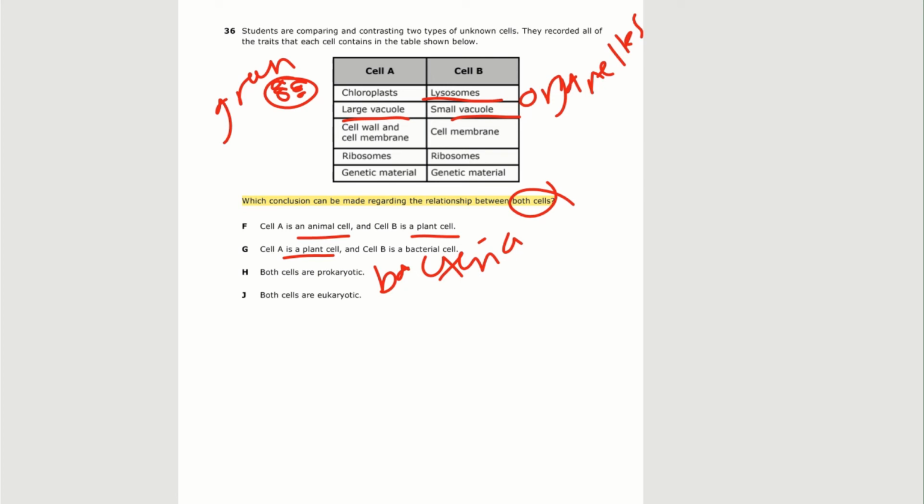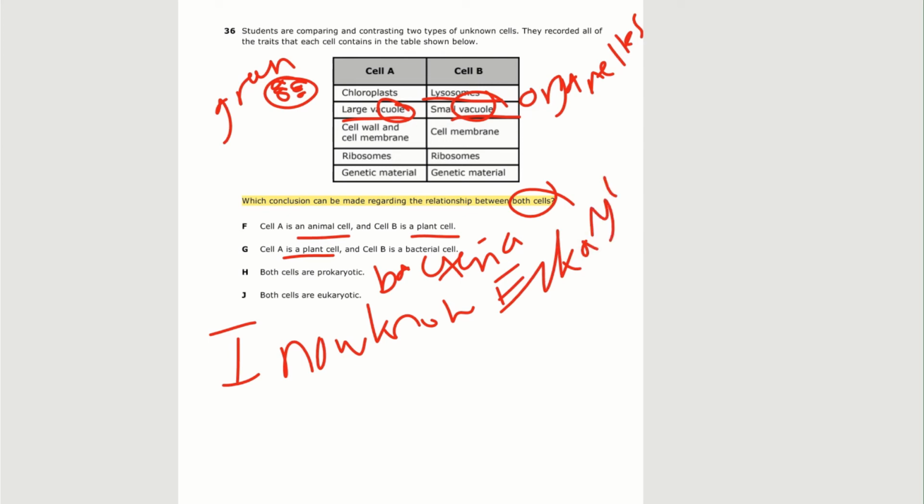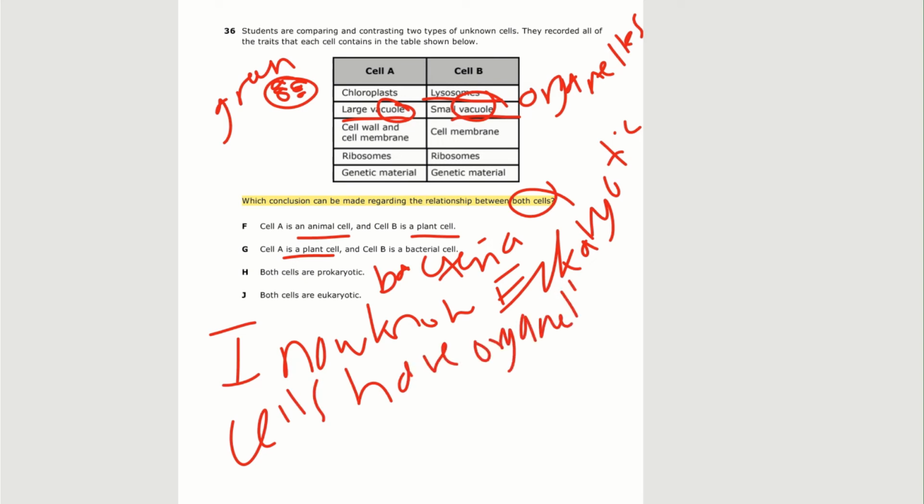That was not difficult if you knew what an organelle was and that they both have vacuoles, which are organelles. They're little organs, remember, inside of the cell. Bacteria don't have that. I now know eukaryotic cells have organelles like vacuoles. Okay, now you know they were both eukaryotic cells.